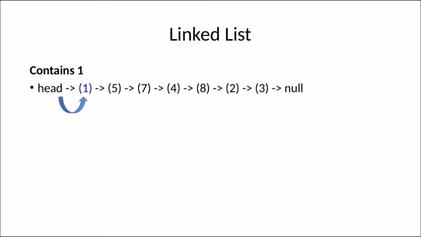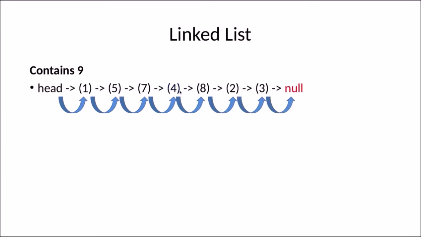Now let's see if we want to check if a value is contained. So if I want to check if 1 is contained, I start at the head and I traverse the list to find a particular value. Here I find 1 immediately, it's the head node, so then I return true. If I want to check if 4 is contained, again I start at the head node and I traverse it until I find 4. And if I want to check if 9 is contained, I traverse the entire list. None of these values match, so eventually I reach the end of the list, which is null. I return false.